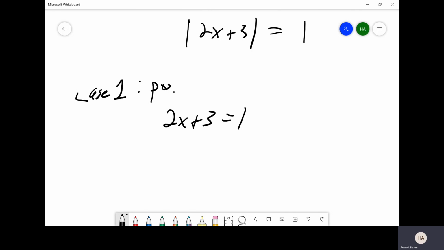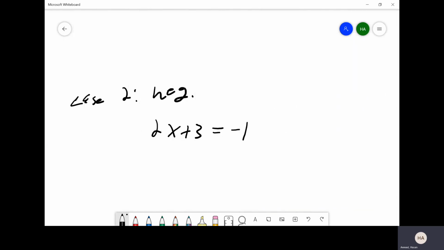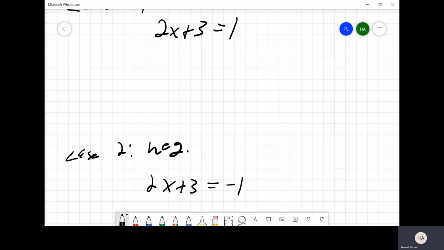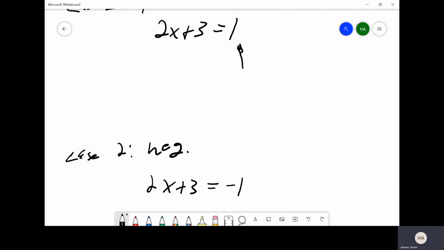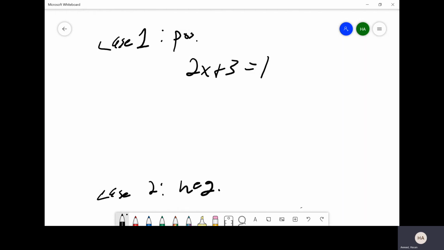So what we're really doing is we're saying, great, we're going to solve for x here, and we're also going to solve for x here. And the only difference is that the right side is positive here and negative here. Okay? All right. So let's go ahead and solve the top one first. We have 2x plus 3 is equal to 1. Okay, we're going to subtract 3 from both sides. We get 2x is equal to -2. And then dividing by 2, x is equal to -1. Okay, solid. So we get one solution.